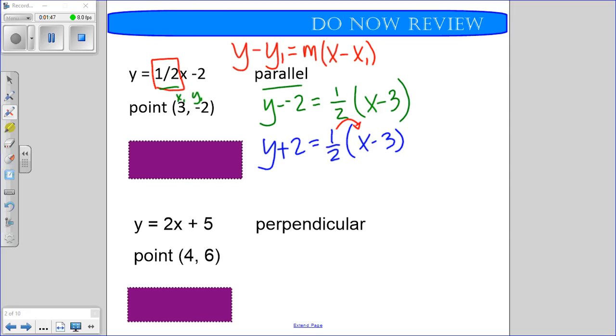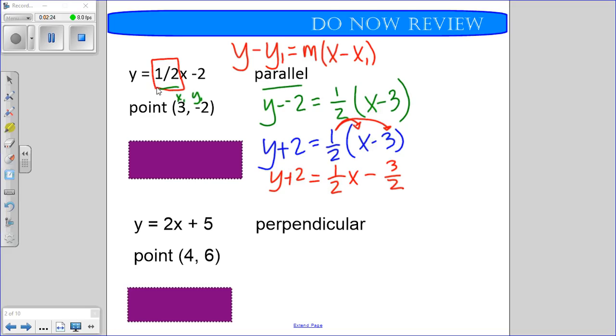That means I'm going to take 1/2 times x. Whenever I multiply a number by a letter, it's just that number and letter. So it will be 1/2 x. And then I multiply my 1/2 times my negative 3. It's negative 3 because that minus sign has to travel with that 3. So we will have a negative number because a positive times a negative is a negative. So we'll have minus 3/2. On this side, we still have y plus 2.